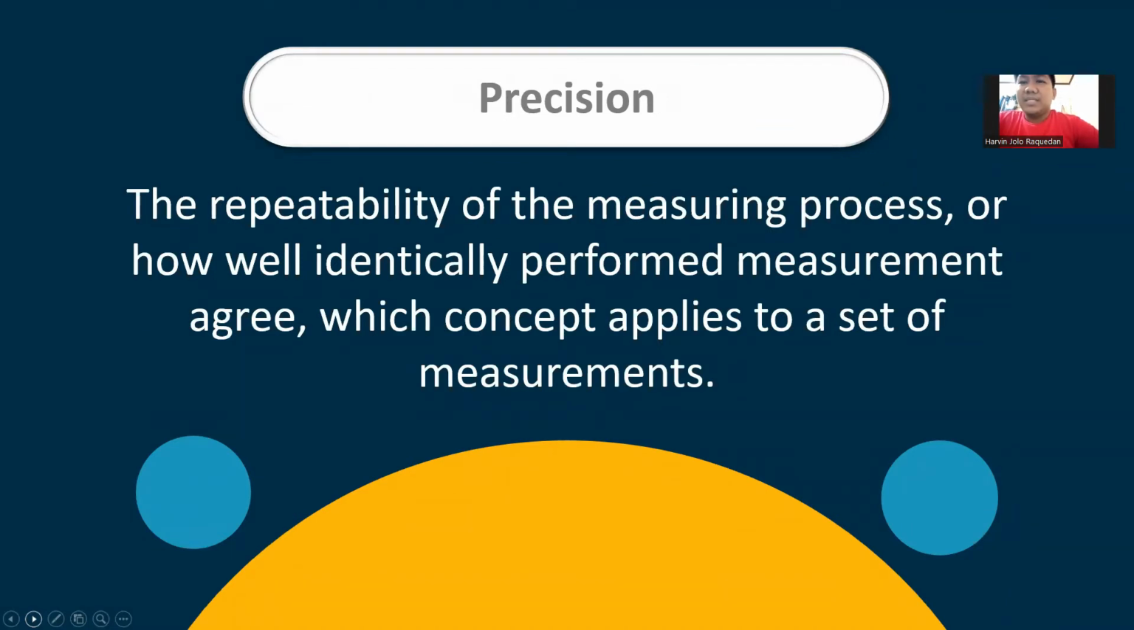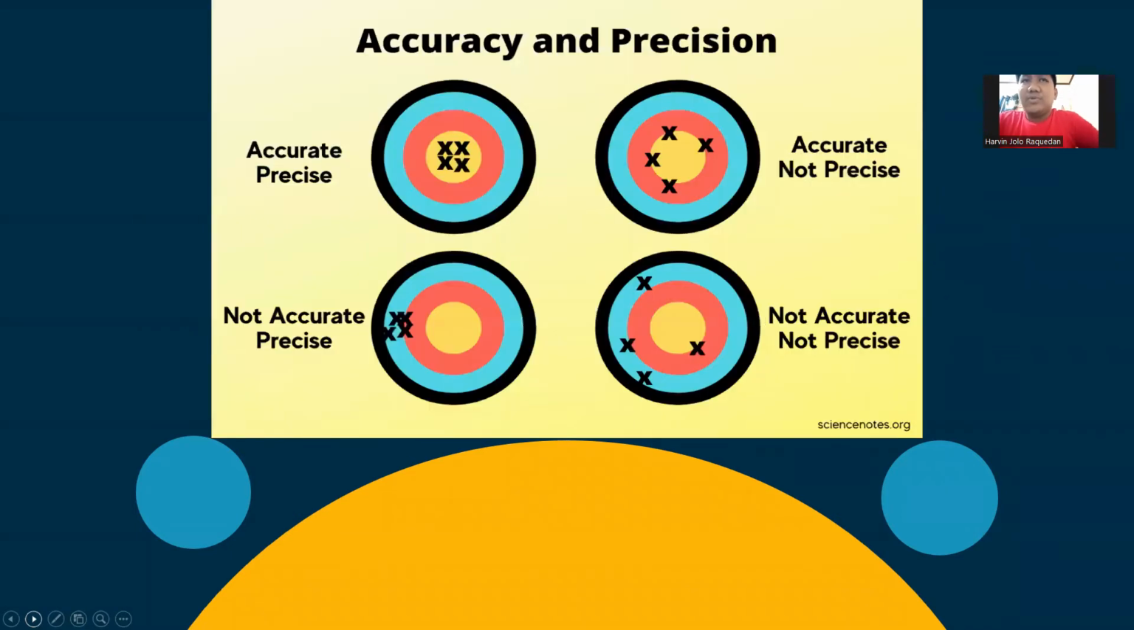Precision is the repeatability of the measuring process, or how well identically performed measurements agree, a concept that applies to a set of measurements. A picture here will show you the difference between accuracy and precision. Precision talks about how close measured values are to each other. As you can see on the lower left figure, we have precise marks, but they are not accurate. It only talks about how close measured values are to each other.